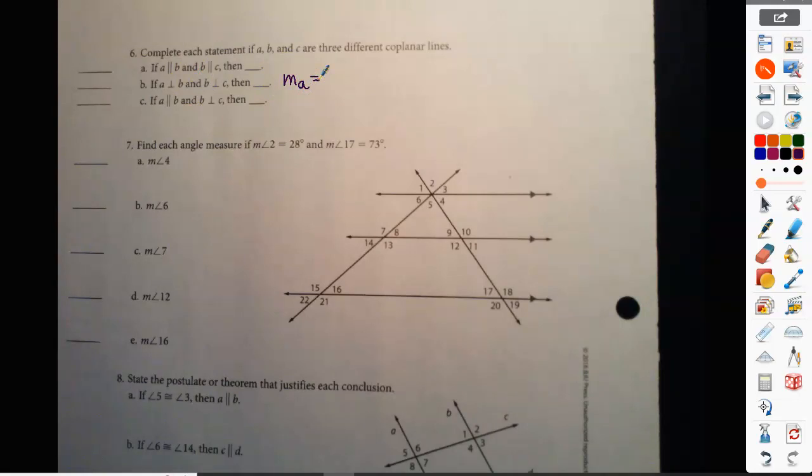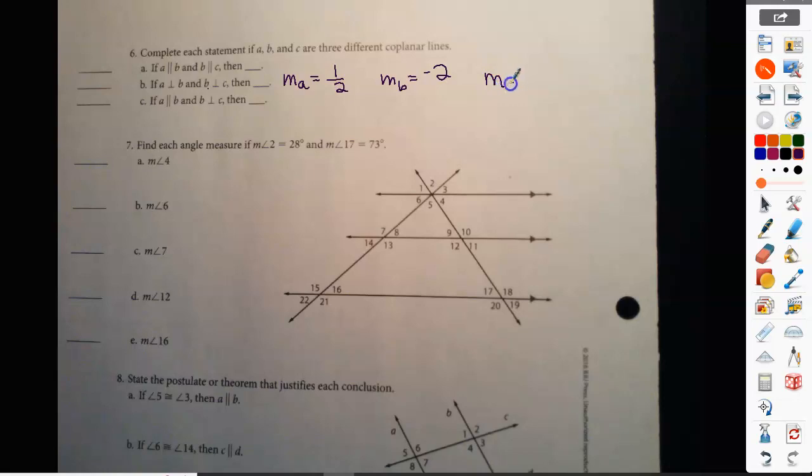2/4. Okay, so that'd be 1/2. Can I reduce it to 1/2? Okay, so the slope of A is 1/2. So if B is perpendicular, what's the slope of B going to be? 2. It's just going to be -2, right? Good. All right, so then we've got the slope of B, and now C is perpendicular.